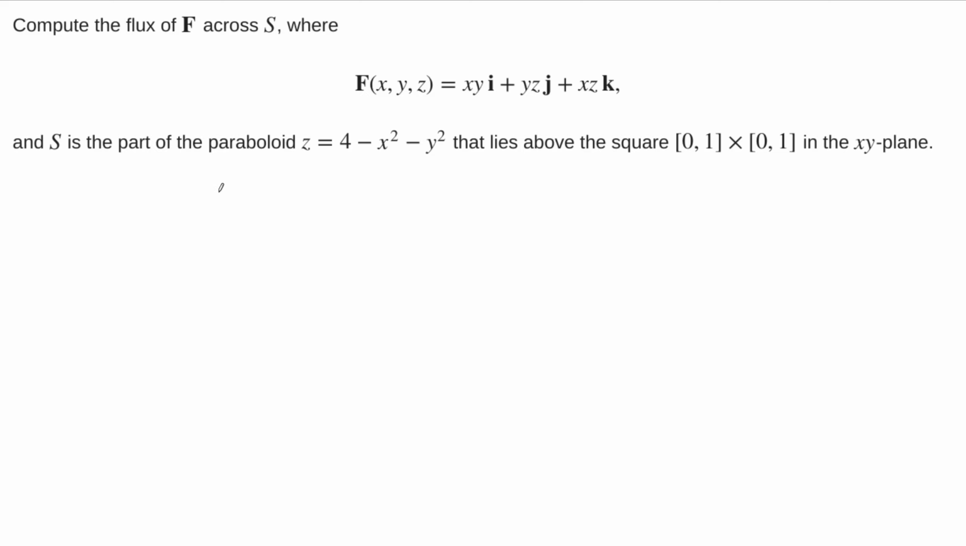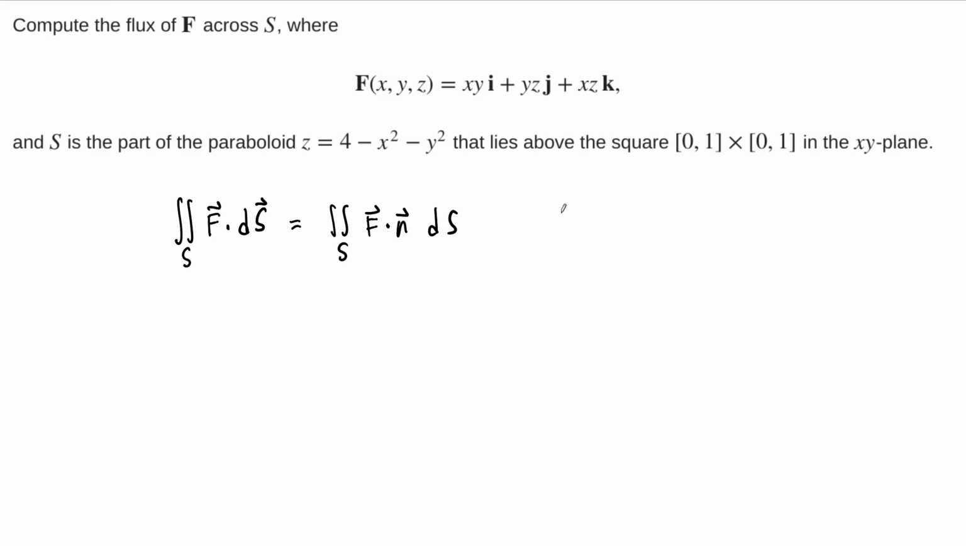So first of all, let's remember what the formula for flux is. The flux of a vector field is defined to be the double integral over this surface of F dotted with dS, where this dS is the vector differential. Another way to write this is F dotted with the normal vector field, or the Gauss map, dS, where this is now just a regular surface integral.